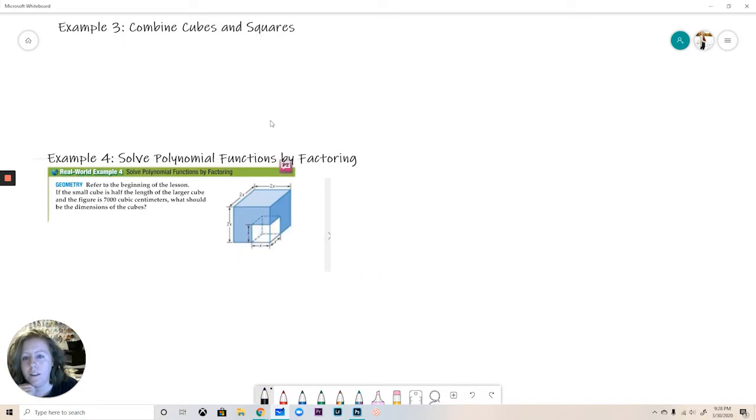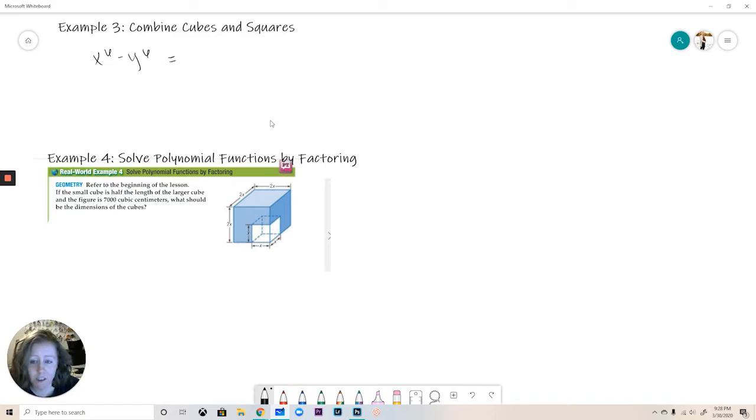All right, so example 3 in the textbook, page 230, is going to combine the idea of cubes and squares. So the example: x to the 6th minus y to the 6th. Another fun one.